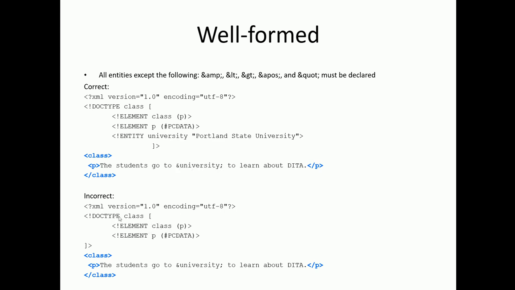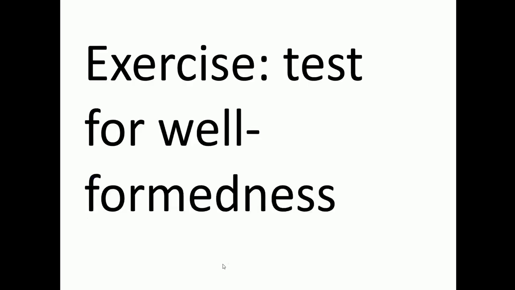So in this case, we have an internal DTD which does have the entity declaration, which makes this entity legal or well-formed. In this case, we have an internal doctype declaration that does not include the entity. Therefore, this entity is not declared or defined, so it makes it malformed.